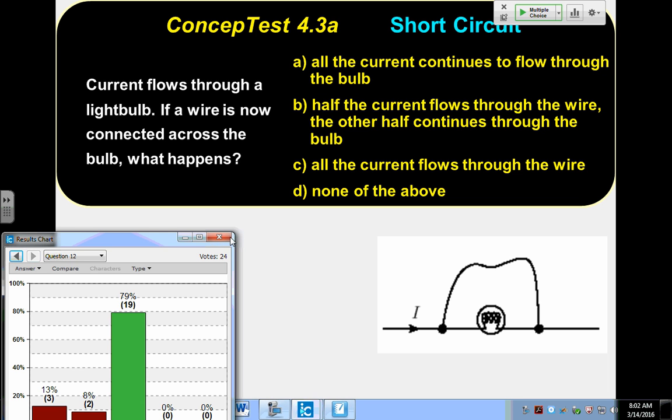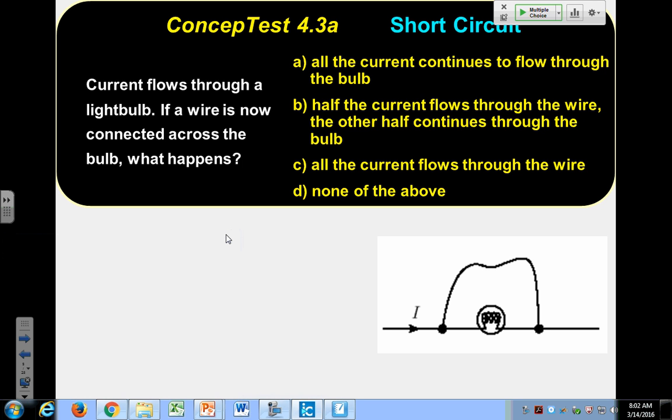Okay, C is the right answer. But a lot of you had that half the current flows through. If you put that, that's okay. I mean, you're in good company. But it's not correct. The current here doesn't split evenly. The current splits in proportion to the resistances.